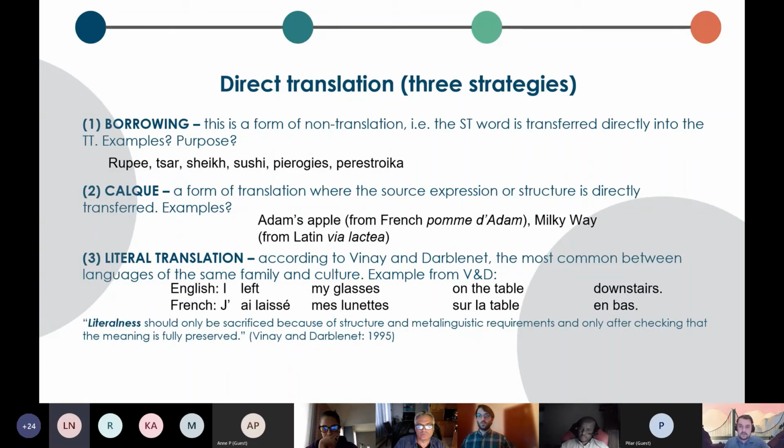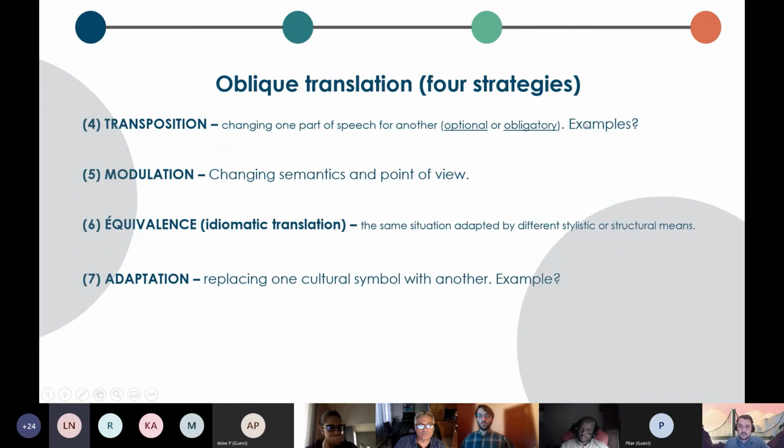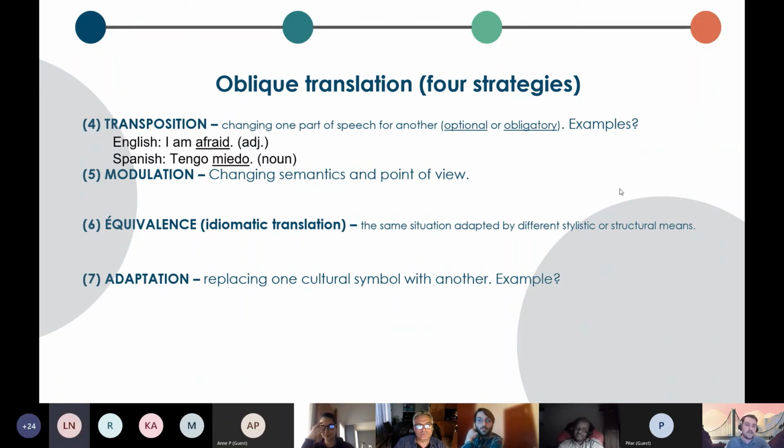Next, let's do it next. Okay. These are our oblique translations, and this is actually where translation gets a little more interesting. This is when we actually do change things in the process of translating. So one example is transposition. We change one part of speech to another. Sometimes it's optional and sometimes it's obligatory. For example, in English, we say "I am afraid."